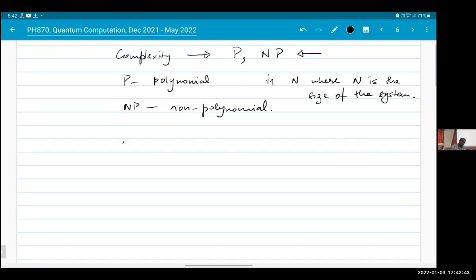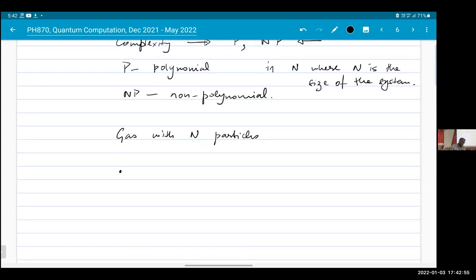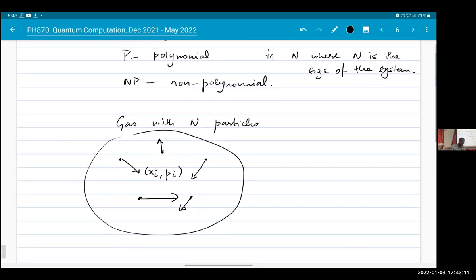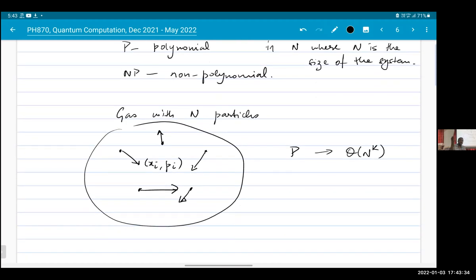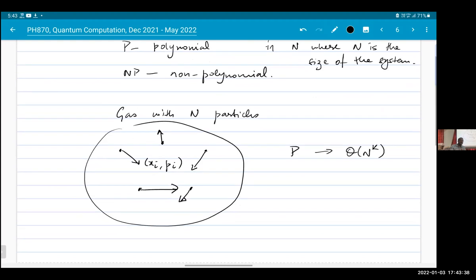So if you have a gas with N particles, for instance, right? And you want to model the evolution of this gas, you want to track the positions and momenta of each of the gas particles, right? And you write some code to do that. How does that code scale with N, right? This is what matters. Because if your code doesn't scale polynomially with N, right? So polynomially with N means that the size of your code goes as order of N to some power at the maximum, right? So it is polynomial in N, meaning it can go as n squared, n cubed, or n log n, or something like that.